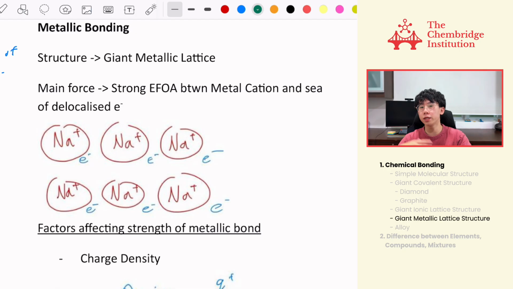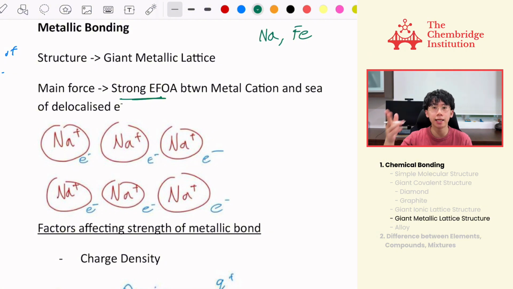Now, it's a new kind of bonding that we've never really talked about before. This is called metallic bonding. This usually happens for our pure metals, for example, pure sodium or pure iron, right? And the structure of these is called a giant metallic lattice structure, with strong electrostatic forces of attraction between the metal cations and the sea of delocalized electrons.